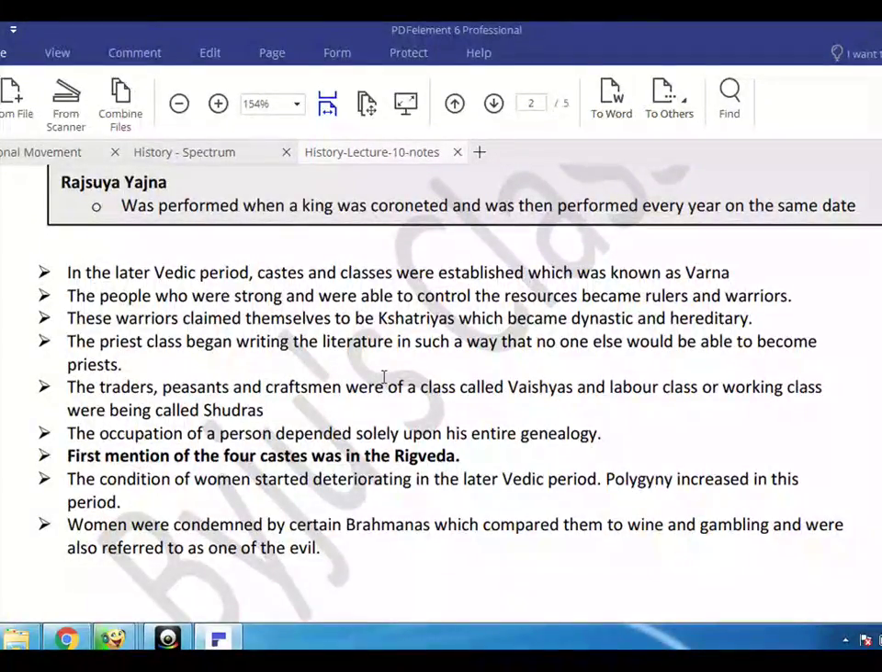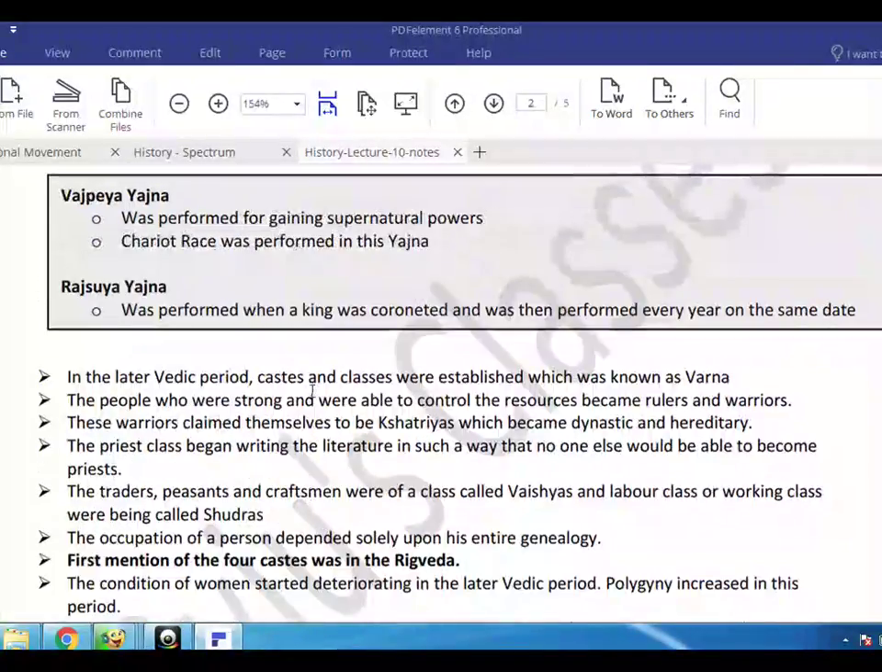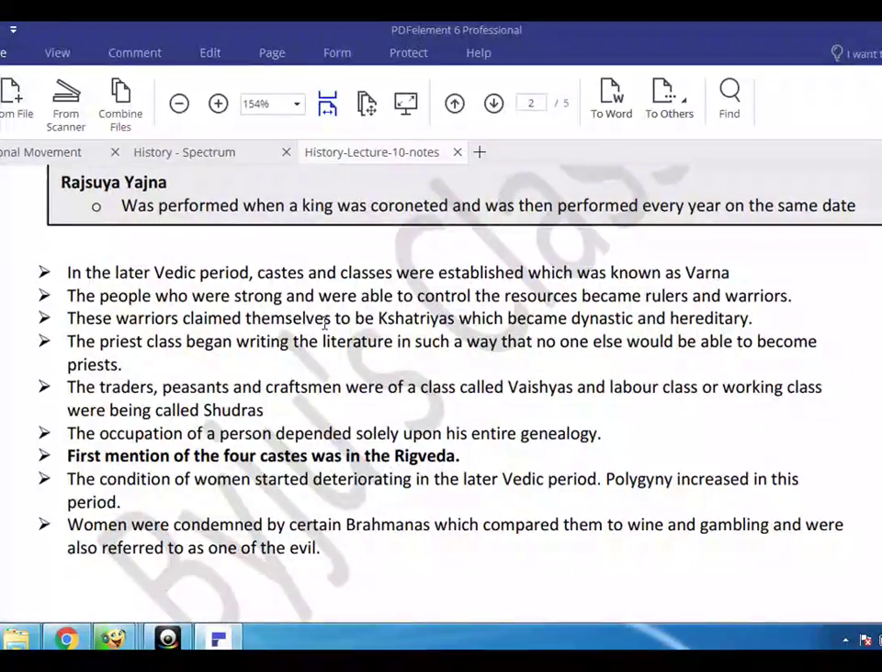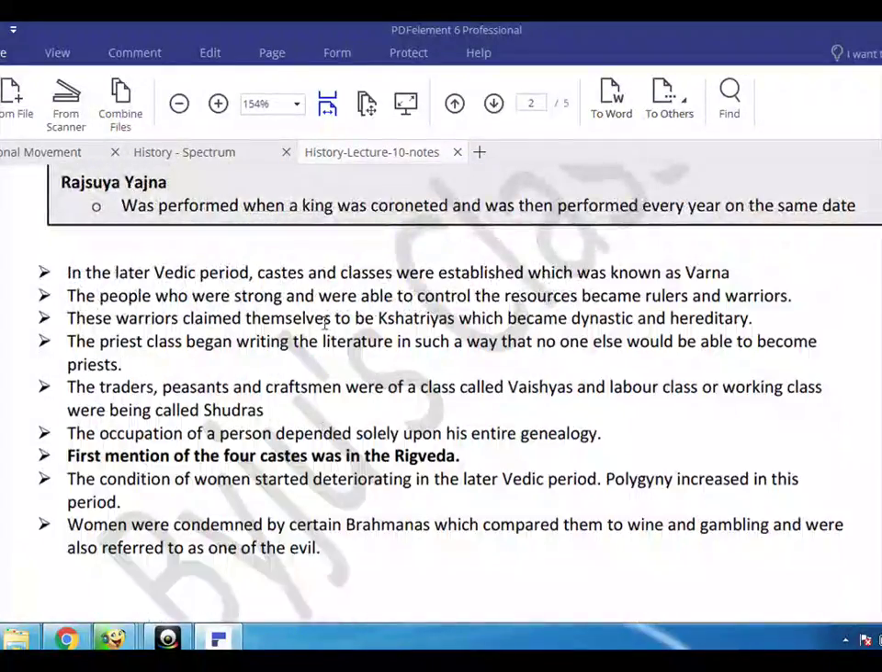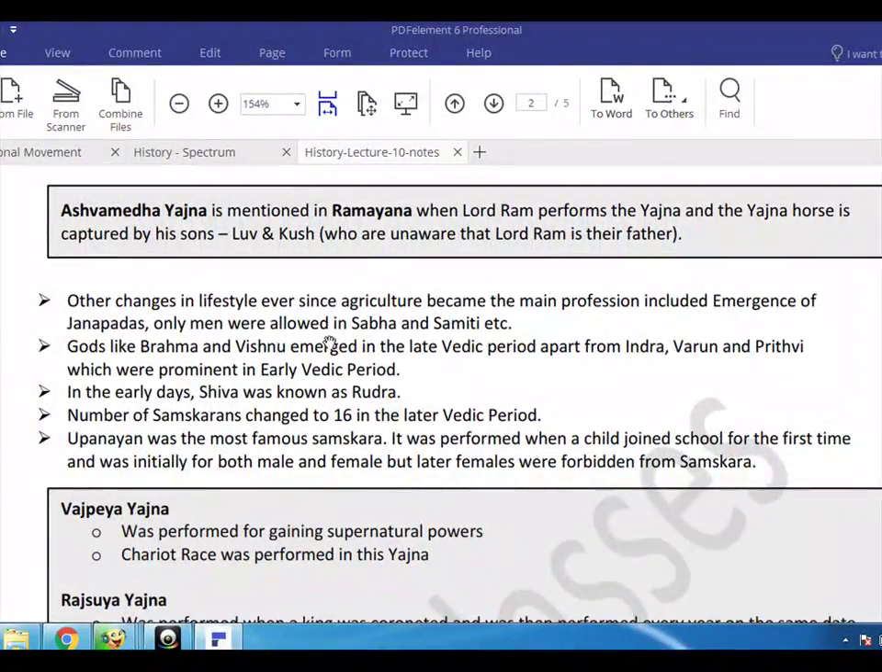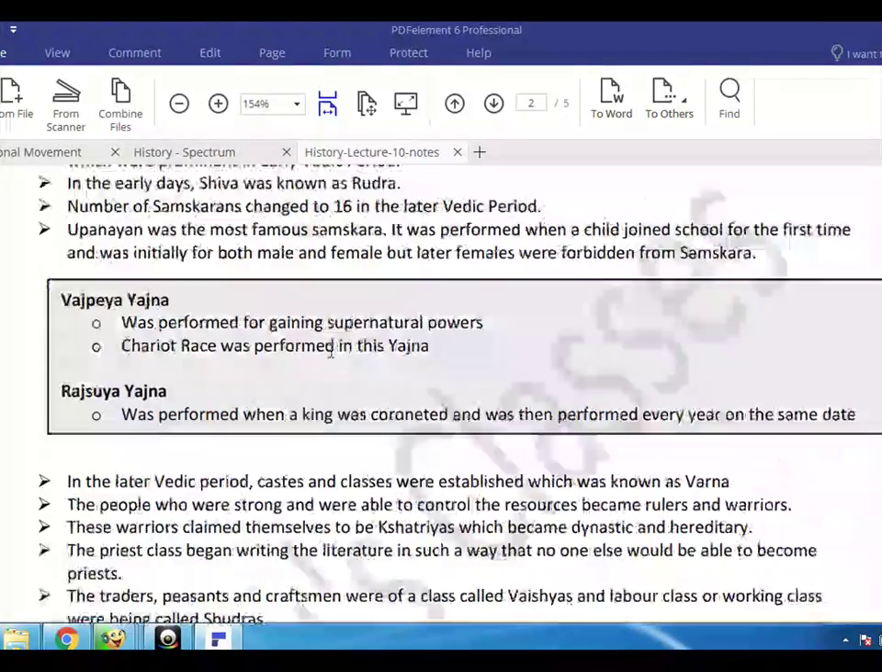First mention of the 4 castes was in the Rigveda. The condition of women started deteriorating in the later Vedic period. Polygyny increased in this period. Women were condemned by certain Brahmanas, which compared them to wine and gambling, and they were also referred to as one of the evils.